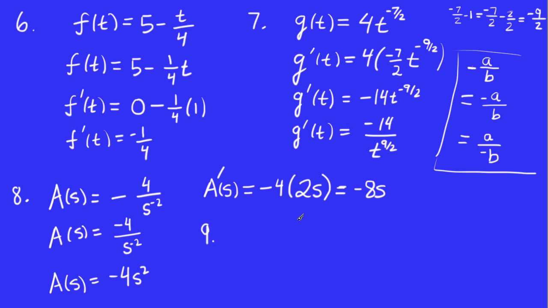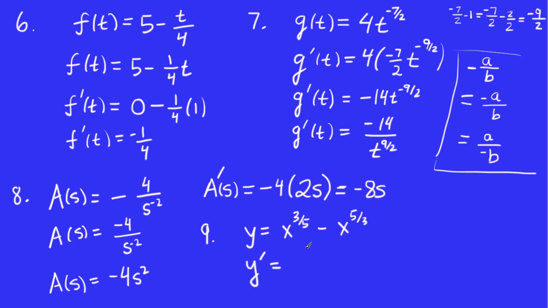All right, number 9. Let's do this one. Y equals x to the 3/5 minus x to the 5/3. How do we do this derivative?